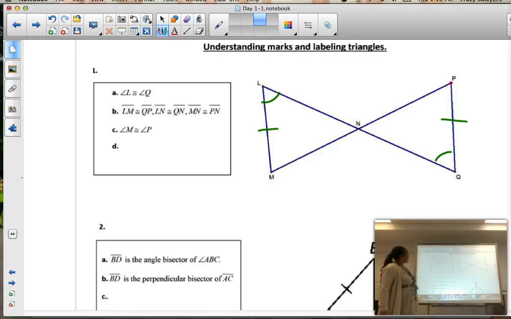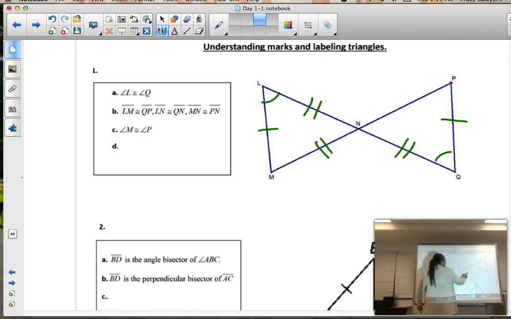Next, LN is congruent to QN. LN is congruent to QN. Thank you. And MN is congruent to PN. Is that done correctly? No. What's wrong, Nacella? In segment MN and segment PN. Thank you.